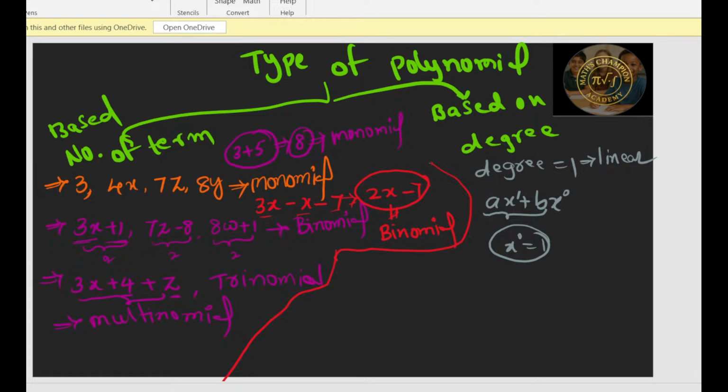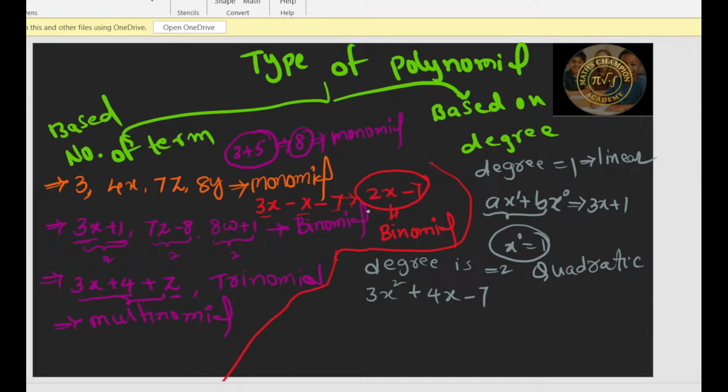Is it clear? Just look here, we can give an example: 3x plus 1 is a general form for the linear polynomial. Now next, if the degree is 2, that is a quadratic polynomial. For example, 3x square plus 4x minus 7 is a quadratic polynomial.